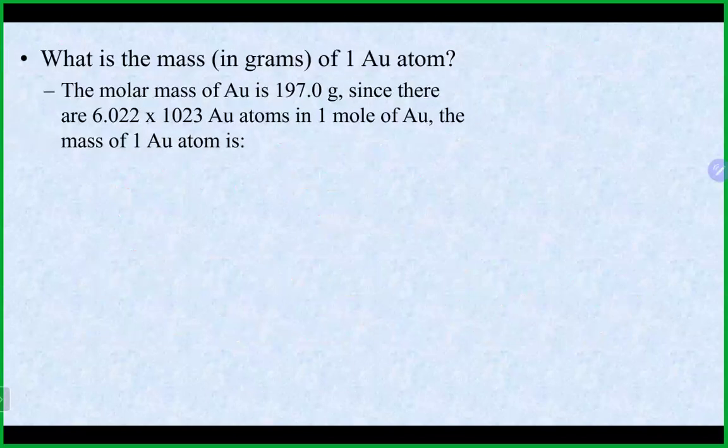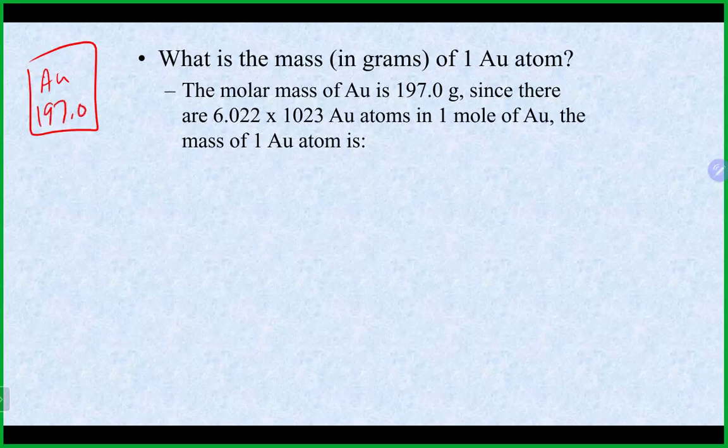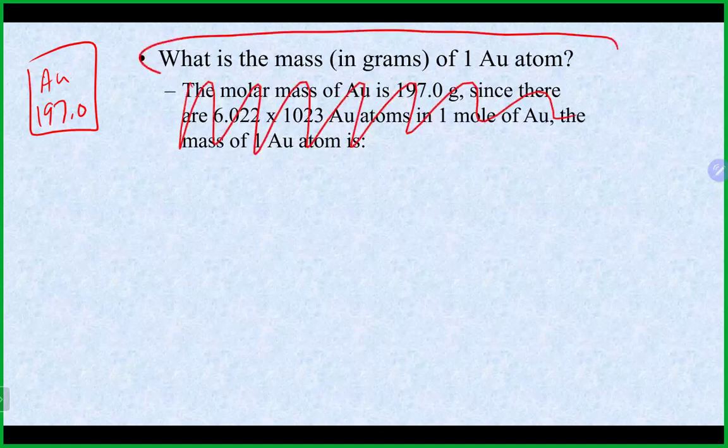All right, so why don't you try this one? What is the mass of one gold atom? The molar mass of gold, if we look on the periodic table there, is 197. What is the mass of just one single gold atom? So I'll just scratch all that out. We'll just do this question right there.